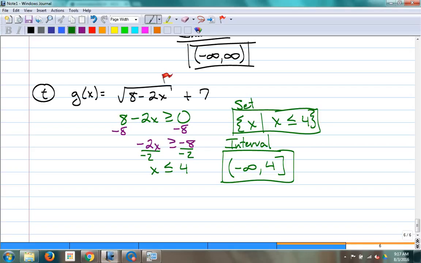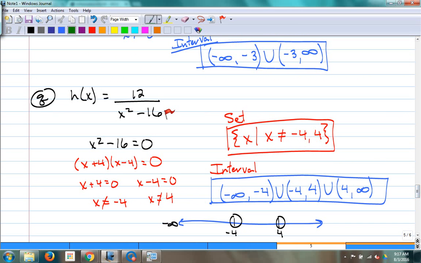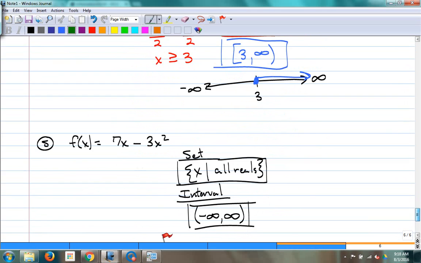It doesn't matter because it's just a plain 7 that's not underneath the square root. So the only part that matters is the part under the square root. It's kind of like up here on this example there was a 12 up there. It didn't matter because it wasn't an issue because it didn't have an x and it wasn't in the denominator. Great question though. Great question. Okay.